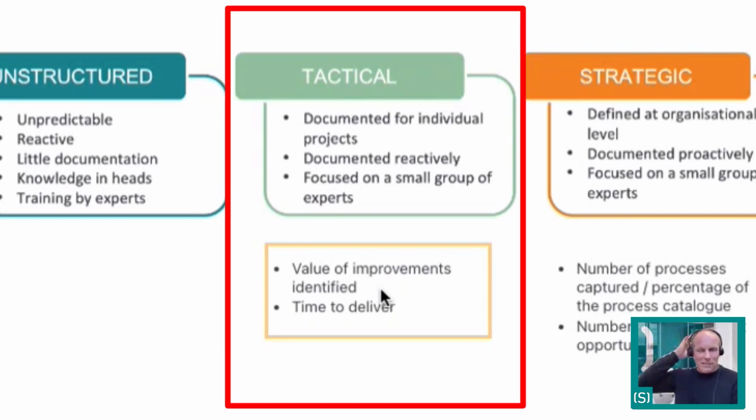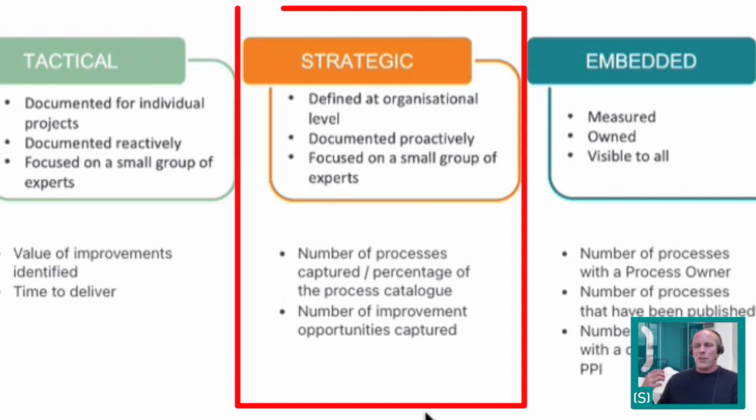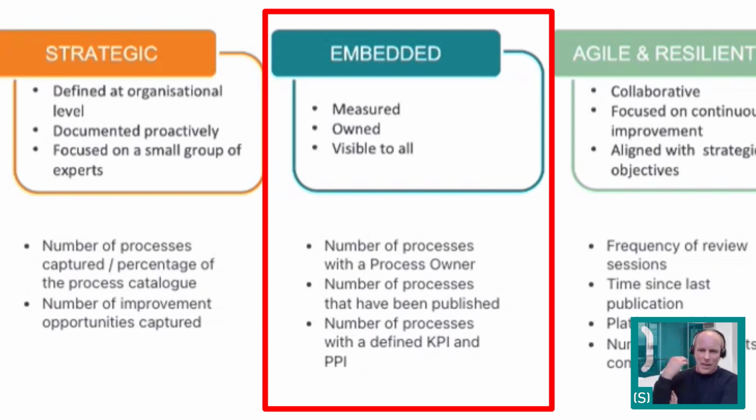So again, down at the tactical level, when you're looking at very specific things, it's understanding what is the value of the improvement that we're able to make at that point. When we move into the strategic, I mentioned before, that's all about proactively going out and documenting the organization. So it's about measuring the number of processes captured or the percentage of processes. You've identified a list of processes, what's the percentage you've captured? As we move into embedded, it's starting to think about, have we identified process owners for everyone? Have the processes been published? Have we identified measures for those processes?